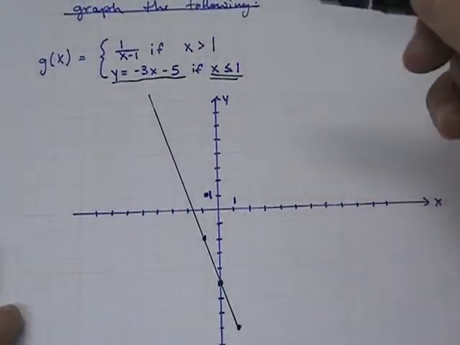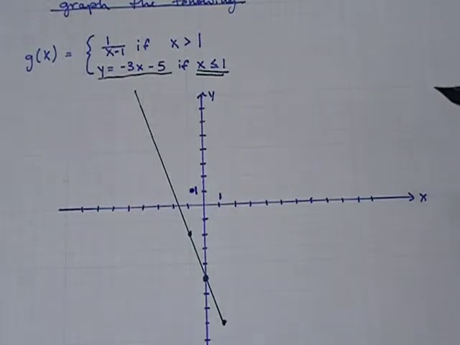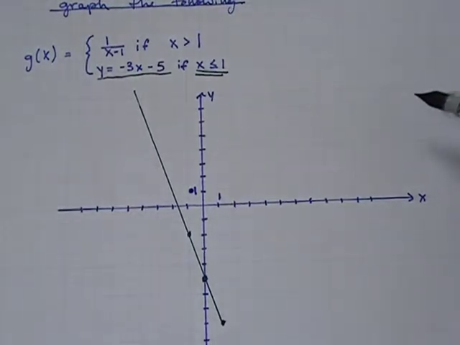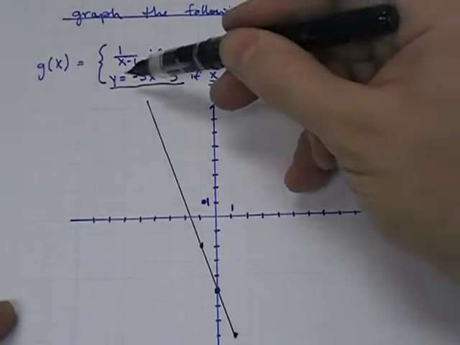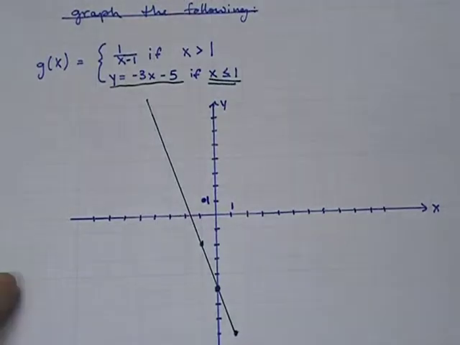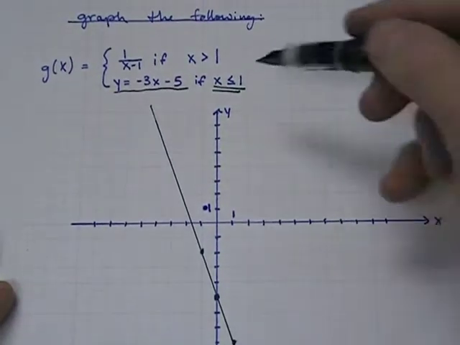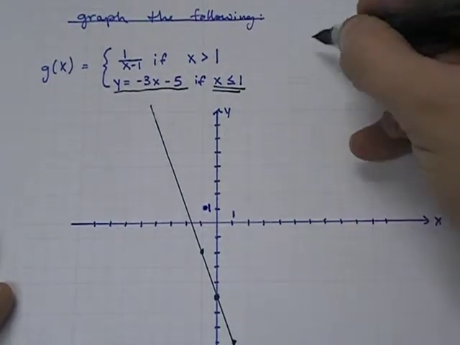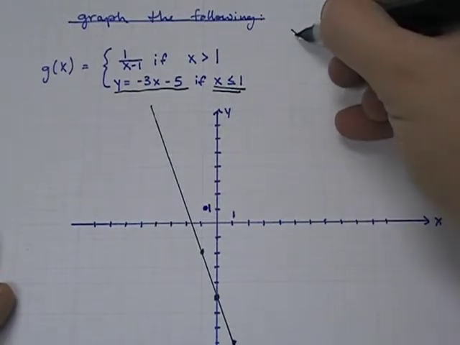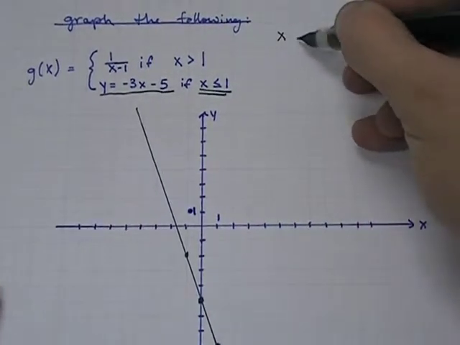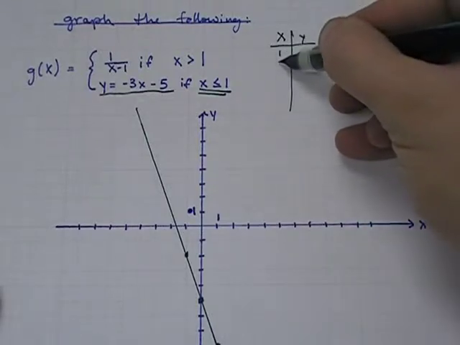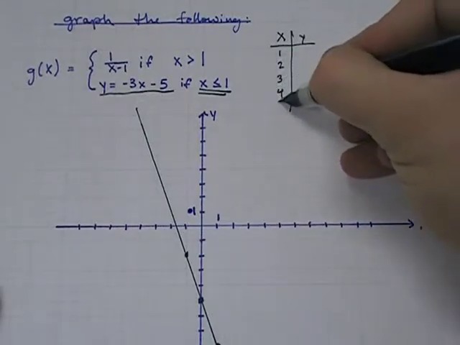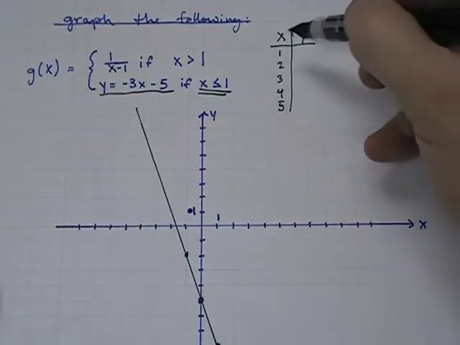Now the second one here, 1 over x minus 1, is a rational function, and it's going to make a really funny looking curve. If you know the base graph of 1 over x, then you can simply translate that base graph. Or you can plot points. Now it says x must be greater than 1. So what I like to do is make a table of x and y values. And I'm going to start at 1 and go to maybe 5.